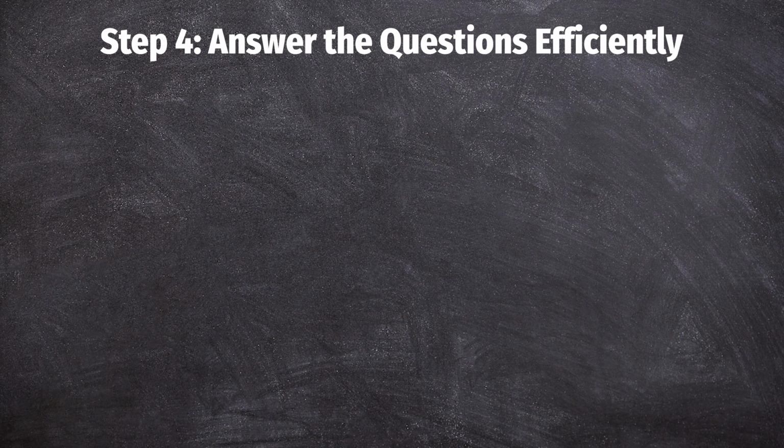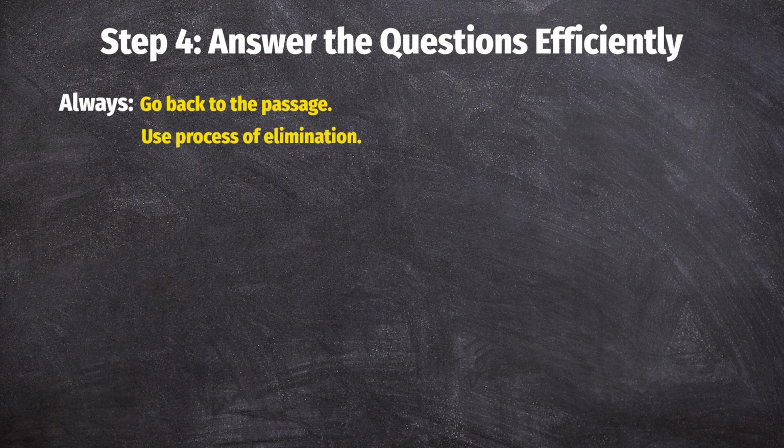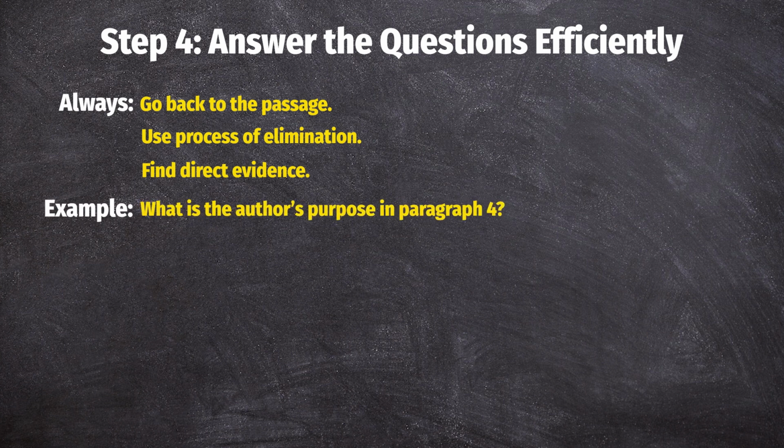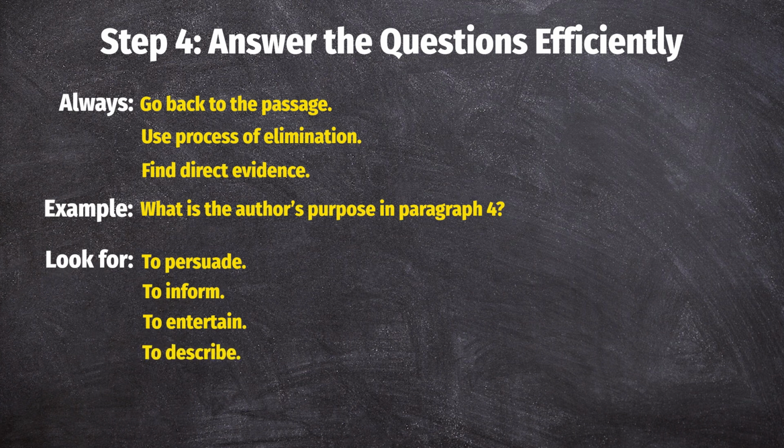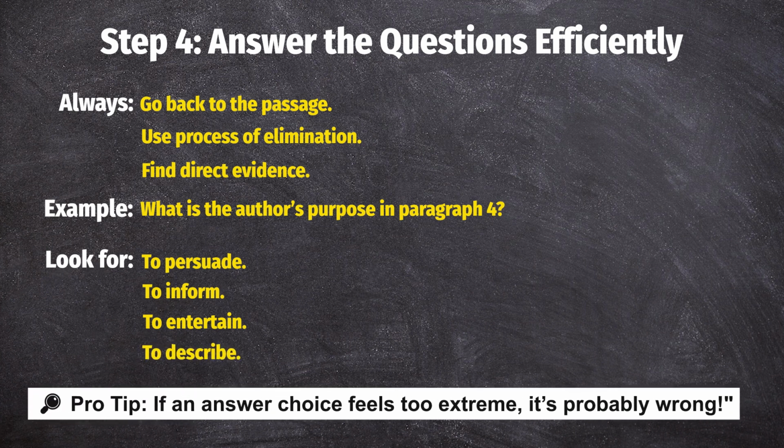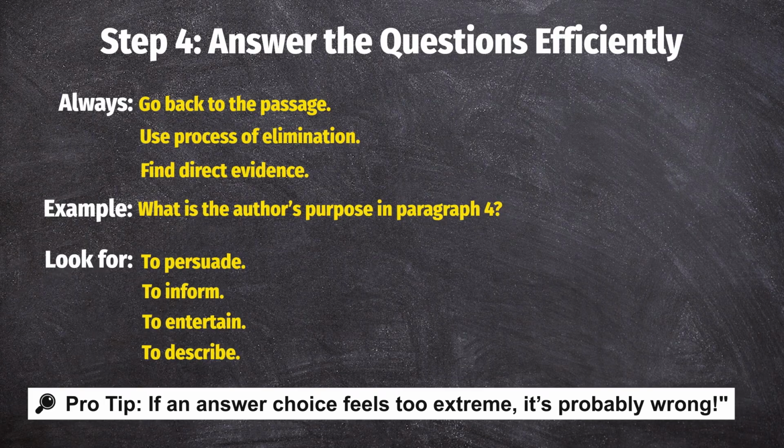Step 4. Answer the questions efficiently. Now let's tackle the questions. Always go back to the passage, never answer based on memory alone. Use the process of elimination, so cross out obviously wrong answers, and find direct evidence. If the passage doesn't support an answer, it is likely incorrect. Here's an example question for you. What is the author's purpose in paragraph 4? To answer this, you will look for verbs and answer choices like to persuade, to inform, to entertain, or to describe. Pro tip: if an answer choice feels too extreme, it's probably wrong as well.